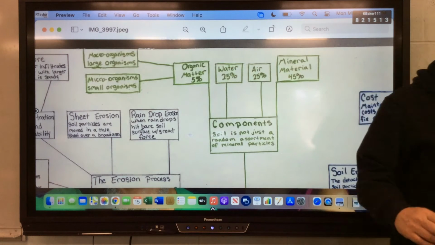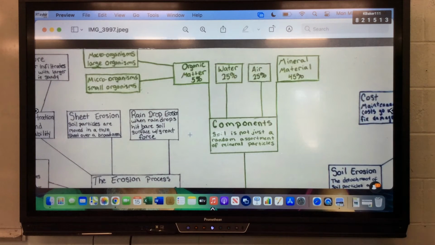Microorganisms are very, very tiny, and by micro we mean you need a microscope to see them. So what's the biggest kind of microorganism you think you're going to find in soil? We've been talking about this in water quality lately as well. You need a microscope to see it, but there's a lot of them pretty much everywhere.